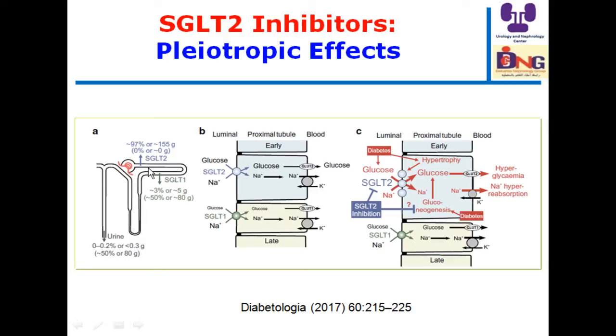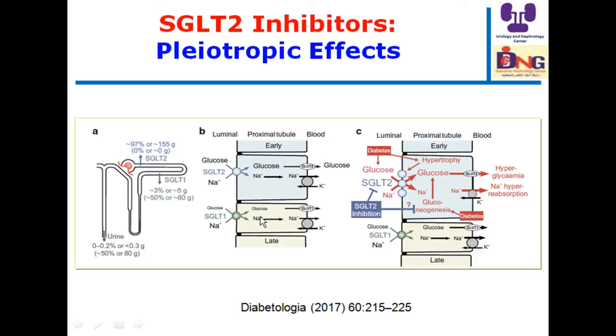It's okay. Here we have the proximal tubule, with an early segment and a late segment. Within the early segment of the proximal tubule, sodium glucose cotransporter 2 lies, and it is responsible for the majority of reabsorption of glucose. Here in this figure, 97% of the filtered glucose is absorbed by sodium glucose cotransporter 2. In other figures you can find 90%, so at 90 or 97%, this means that sodium glucose cotransporter 2 is the major transporter for glucose.